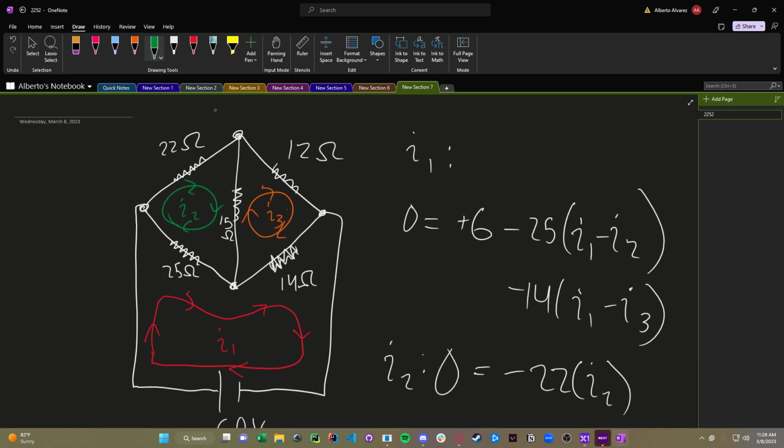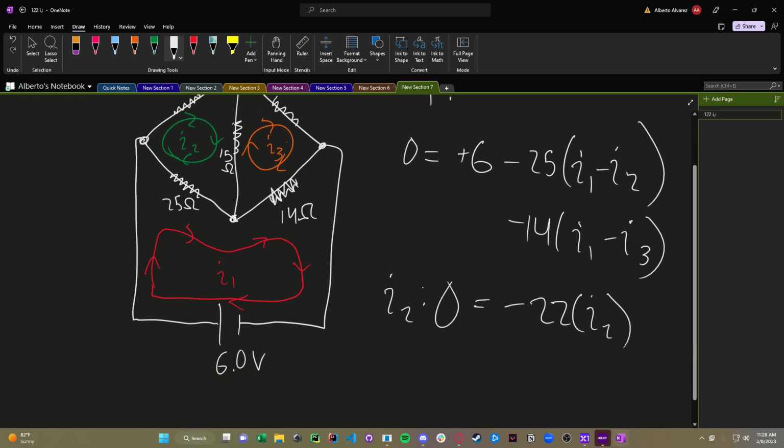Then we reach the 15 ohm resistor, and as you can see here, I'll go ahead and use red. The two currents are opposing. I3 is going in the opposite direction of I2, so the current going through it is going to be I2 minus I3, right?